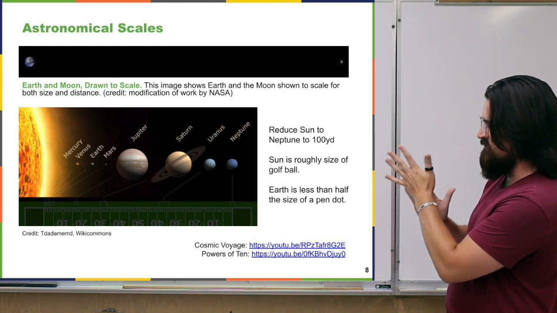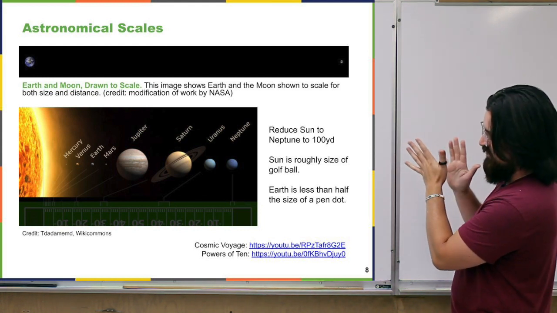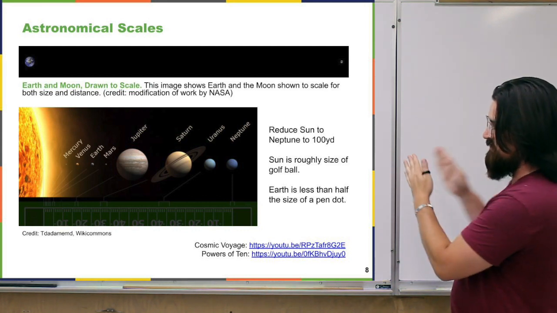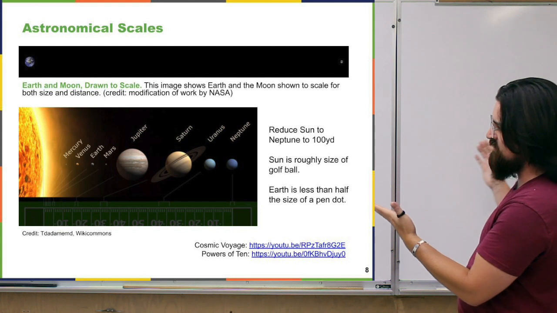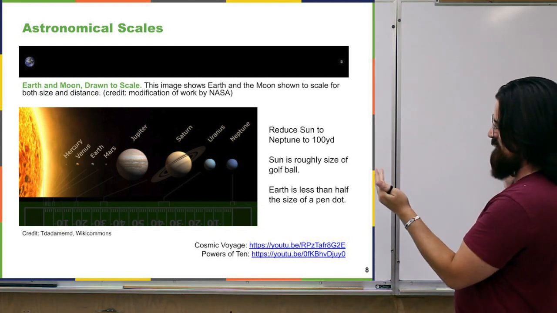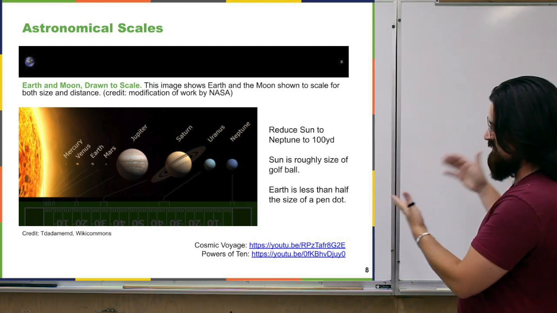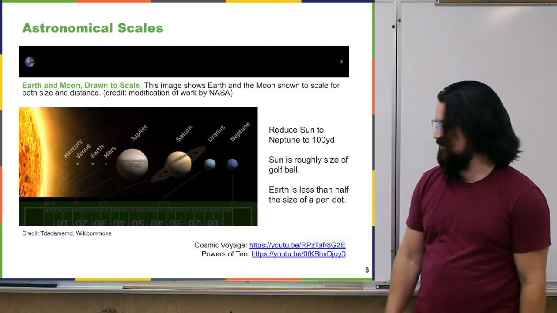You can see Mars, Venus, Earth, and Mercury are all actually quite close to the Sun, relatively speaking. And then there's a bit of a gap after Mars to Jupiter, and another sort of gap to Saturn, and then an even larger gap to Uranus, and again, another gap to Neptune.